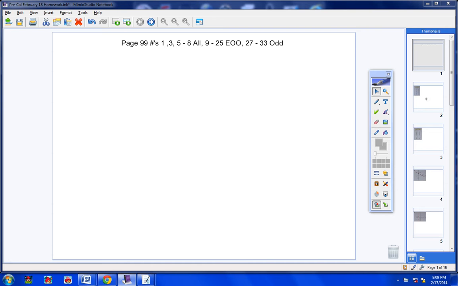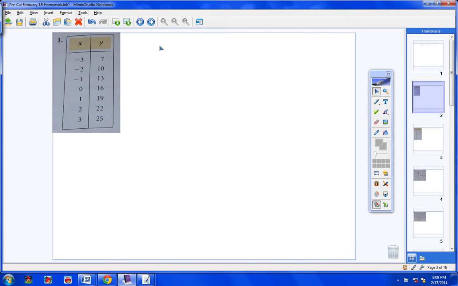Okay, let's take a look at number 1. Now for numbers 1 and 3, the directions ask you to do two things. If you'll look at your book, you'll see in the directions, letter A says, is the change in the inputs the same? Letter B says, is the change in the outputs the same? And then C, is the function linear?